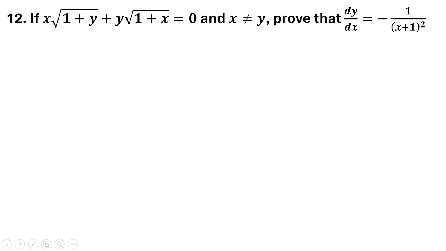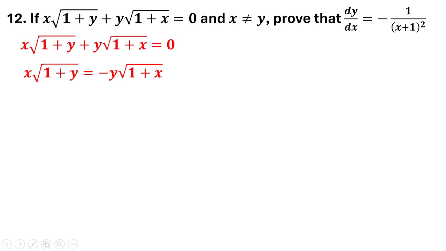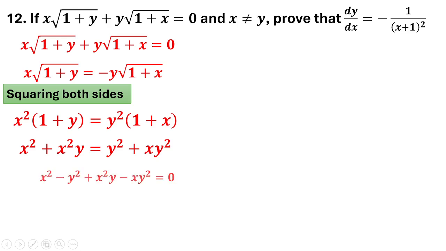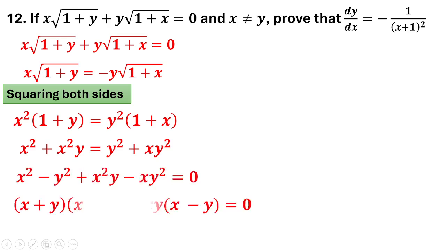Go to question number 12. If x into root 1 plus y into root 1 plus x is equal to 0, then dy by dx. Now in that case, first let me find what is y. Therefore, for that, I am pushing it to the right hand side. To get the value of y, I am squaring both sides. Whenever there is a square root, we can avoid the differentiation by squaring both sides. And then I am getting this equation.